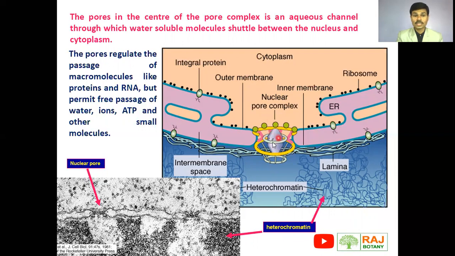The pores regulate the passage of many macromolecules like RNA and proteins. After transcription, mRNA gets formed, and that mRNA comes out from the nucleoplasm to the cytoplasm through this nuclear pore complex. So this is a very vital structure as far as the nuclear envelope is concerned.